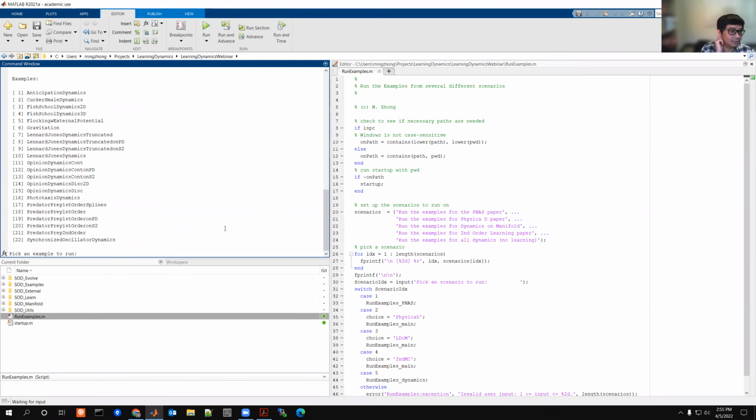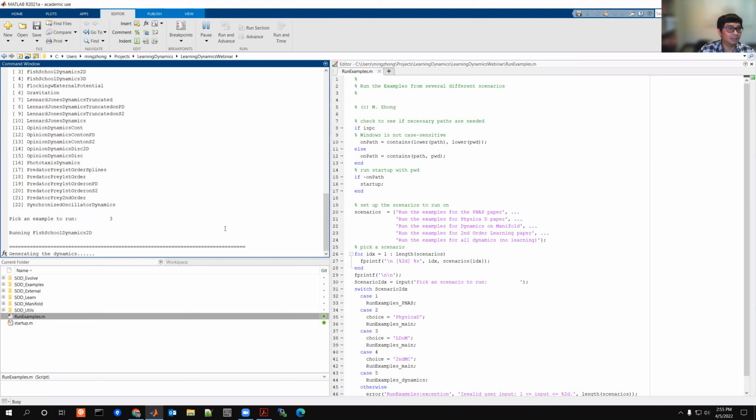Let's just run the dynamics first. Oh, there's a gravitation example. Let me run the fish milling example. Let's just run the 3. You can also have the 3D example. That's a little bit more complicated. Okay, good.